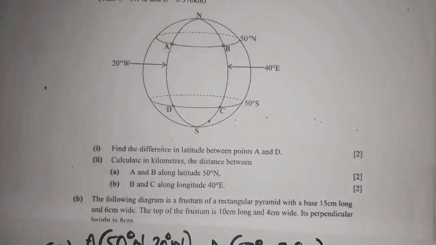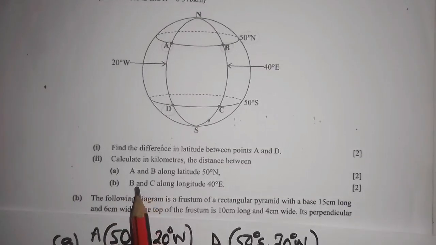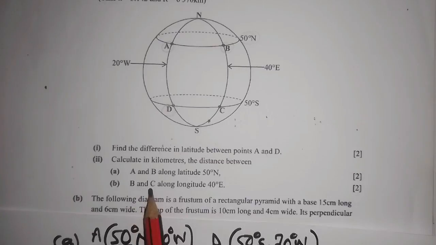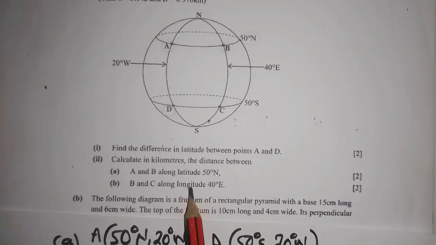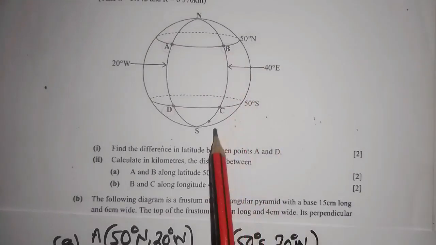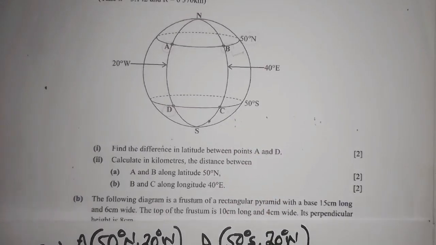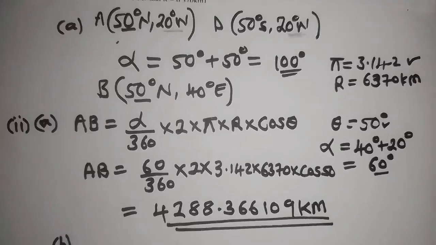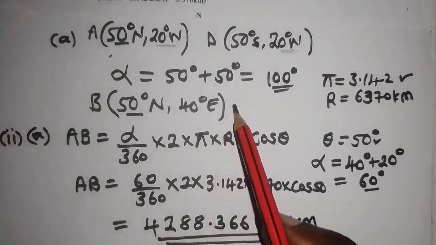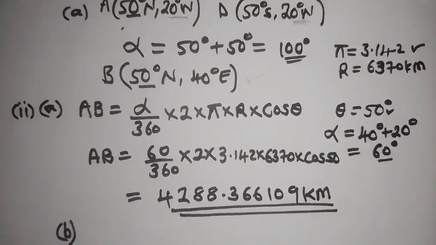So the next thing we are solving is question B, which says B and C along longitude 40. So we are finding the distance along the longitude of 40. So which is this one. So B is there and C is here. So let's collect first of all the coordinates. So we know that we have the coordinate for B. So I'm just going to collect the coordinate for C.